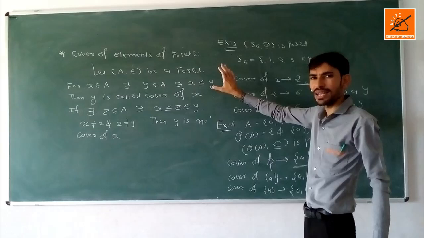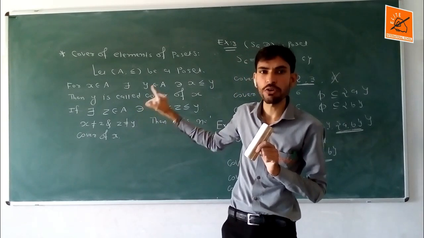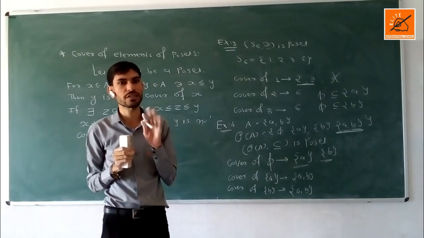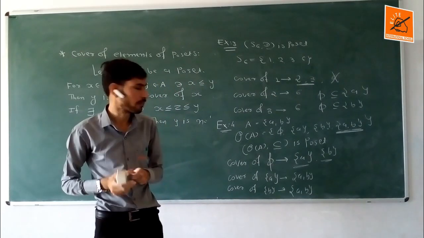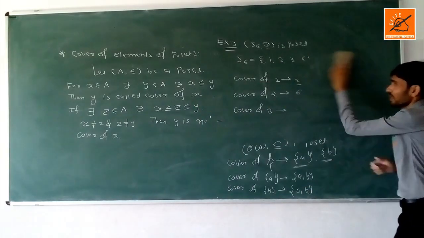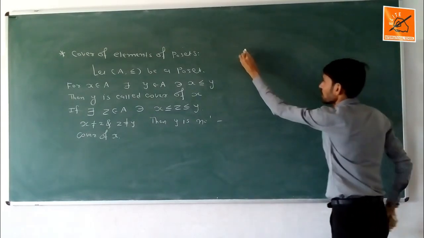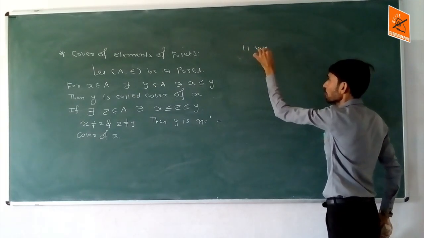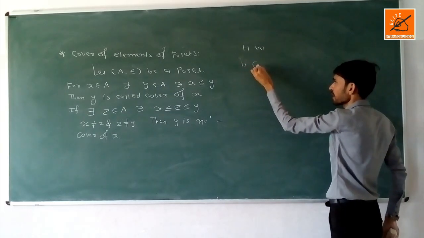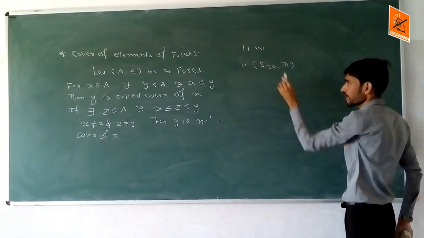Now in the next lecture we will discuss the Hasse diagram, and this Hasse diagram is also related with the cover of elements. If you know very well about the cover of elements, then you can easily understand the topic of the Hasse diagram. Now try to find in homework the cover of elements of these posets. First one, here we consider S10 with division. Find the cover of elements of S10.